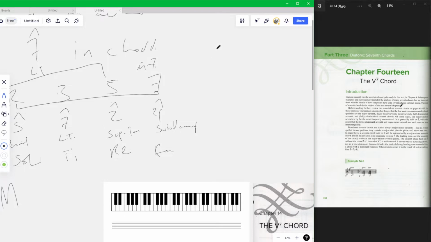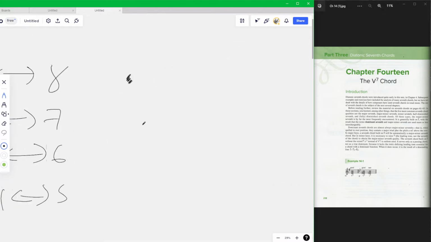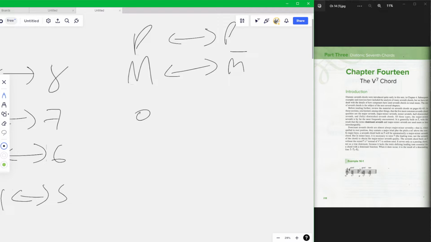When you have an interval of a first, you flip it, it becomes an interval of an 8th. A second, flipped, becomes an interval of a 7th. Third becomes 6th and vice versa. Fourth becomes a 5th and vice versa. A major interval, or a major quality, is going to turn into a minor interval and vice versa. A perfect interval is going to remain perfect. That's why they're perfect. A diminished quality is going to turn into an augmented quality and vice versa.